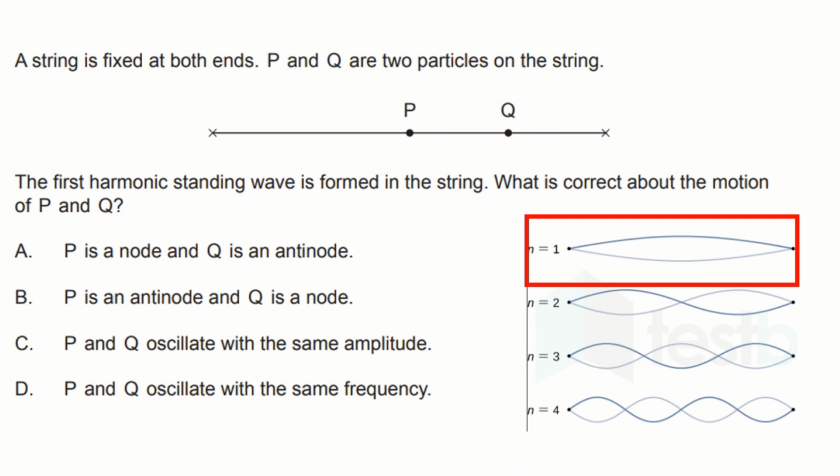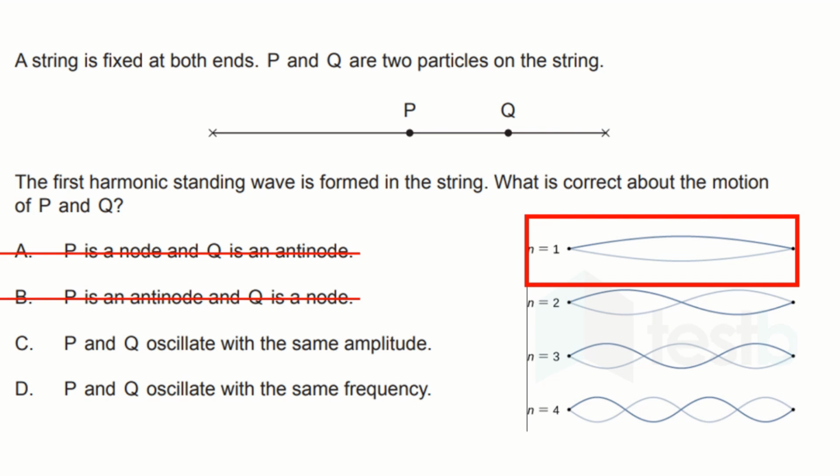Now, we've got 2 points P and Q, and we're being asked about their motion. Well, as you can see on the diagram, the antinode is going to form in the middle of the string, and so therefore P is going to be an antinode. The nodes are going to form at the extreme ends, and therefore Q is not going to be an antinode or a node, it's going to be somewhere in between. So therefore we can get rid of both of these answers because Q is neither a node nor an antinode. P, it's reasonable to assume here, is an antinode.